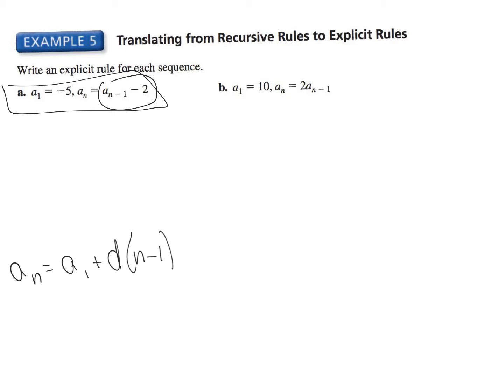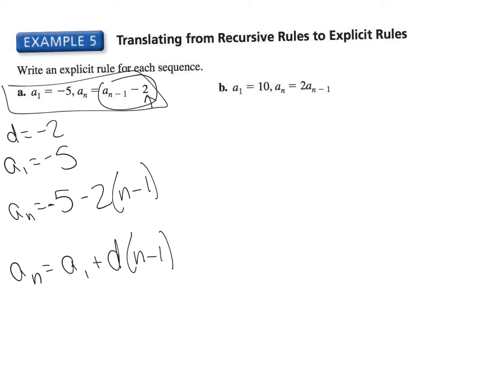So what you need to do is you need to go ahead and see what your common difference is. That's the d value. You see that that should be, and that is, -2. And you see that your first term is -5. So we're going to go ahead and plug those in, and we need to go ahead and write out our equation. So what we see is that we've got a of n equals -5. It says plus d, but our d is negative, so it'd be -2 times n minus 1.